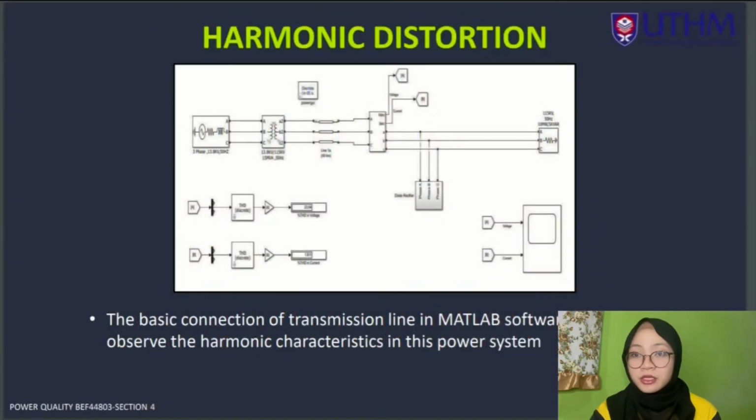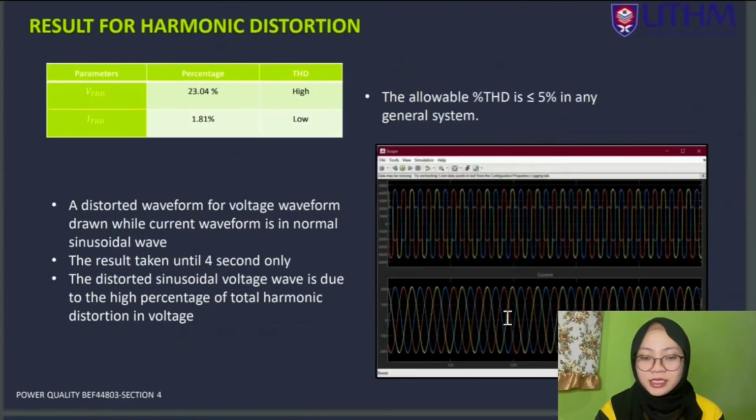Okay, so let's proceed to the result and analysis. The harmonic distortion. This is the basic connection of the transmission line, which I showed at first just now. So this is our result. As you can see, the allowable percentage THD is 5% in any general system, distribution system or transmission system. It is basically plus or minus 5%.